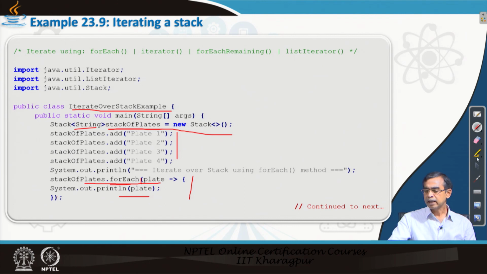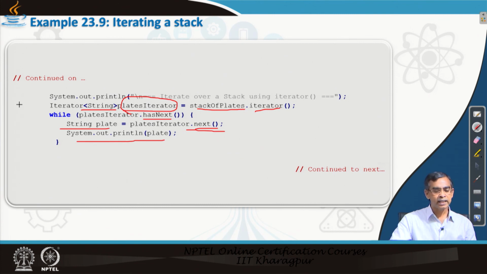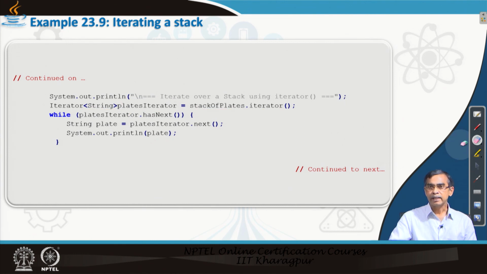Now, other than the lambda expression, there is another usual way, the iterator, which we are already familiar with. Here you use the iterator for this stack of plates object, and this is an iterator of type string, that means it iterates over string objects. For this we use hasNext and next. hasNext checks whether an element is still there or not. If it is there, next returns it and you print it. We have used these in many occasions with linked lists, array lists and arrays. So, a stack can also be traversed using this concept.